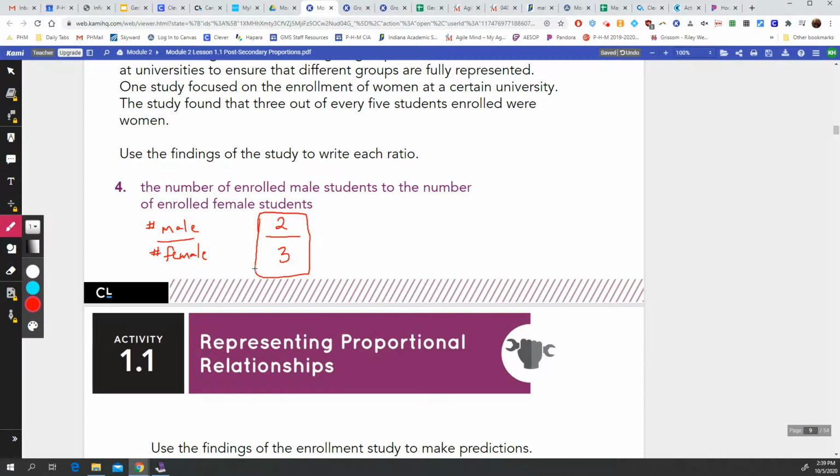And we're going to stop right there in this video. We're going to pick this up in another video later on for activity 1.1.